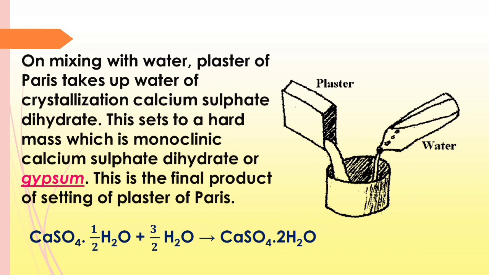So when plaster of Paris is mixed with water, the equation is CaSO4.1/2H2O plus 3/2H2O gives CaSO4.2H2O. And hence POP should be immediately used once it is mixed with water.